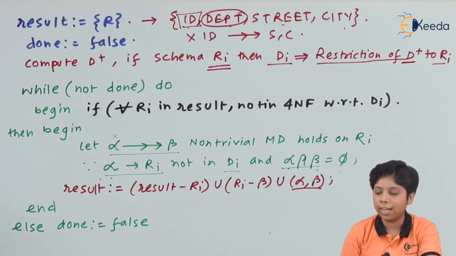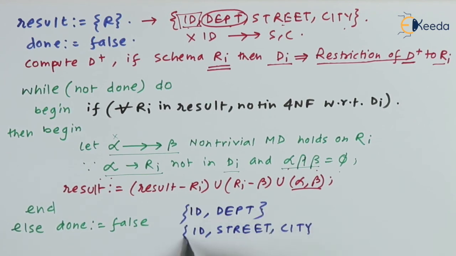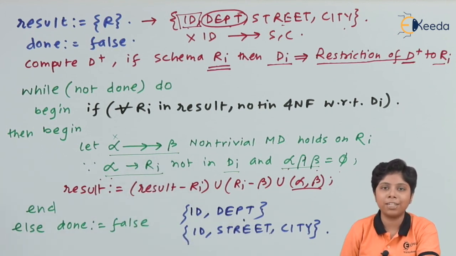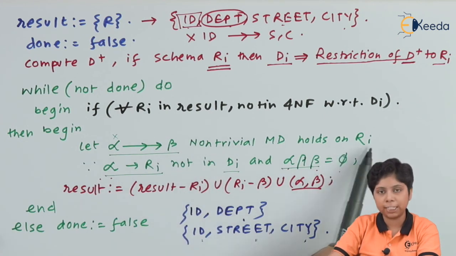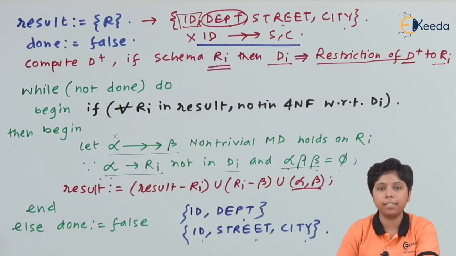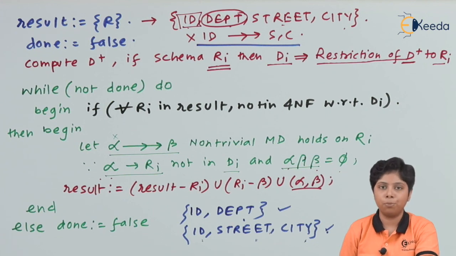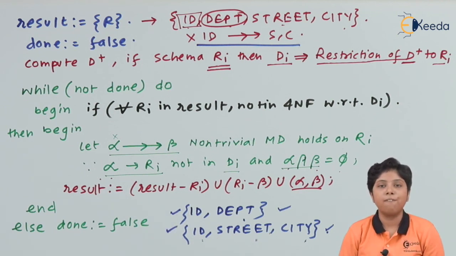So we decompose it in such a way that ID, street and city become a part of it. So now as the result we have these two relations. In ID, department, there is no such non-trivial multivalued dependency, so the first one is just eliminated. And the second one, that is ID, street and city, has this non-trivial multivalued dependency holding on Ri. Also the restriction, that is ID multidetermines street and city, is holding, and alpha and beta have nothing in common. So now we can say that we have achieved the result set that cannot change any further, and we should stop our loop. So as a result of this algorithm, we have ID, department and ID, street, city as a decomposed relation, which is in 4NF.